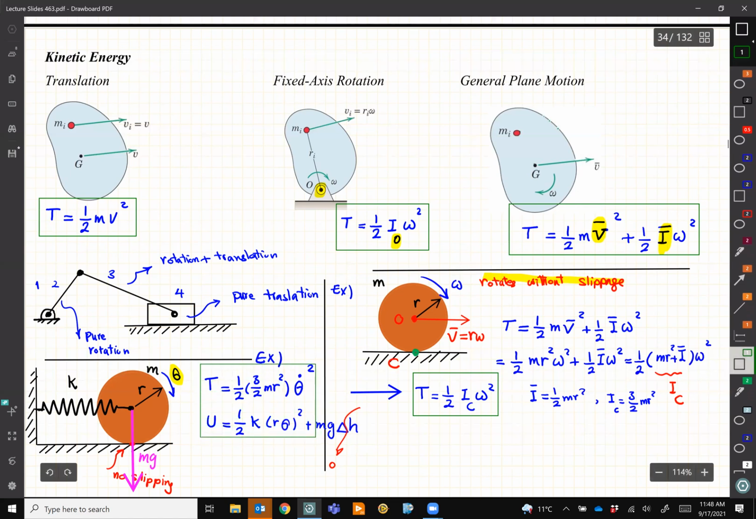So I have T and U, right? And you know how to use the Lagrange equation. Please spend some time later before the Monday class and try to take the derivative and find the equation of motion for this one. It will be super simple. Is there any question for this one?